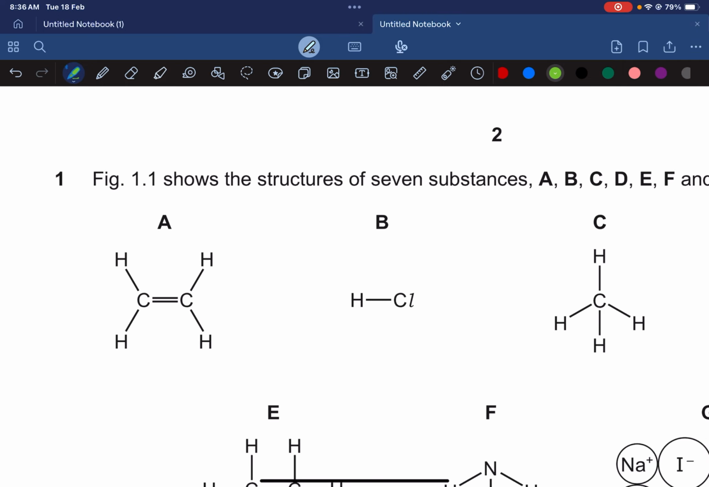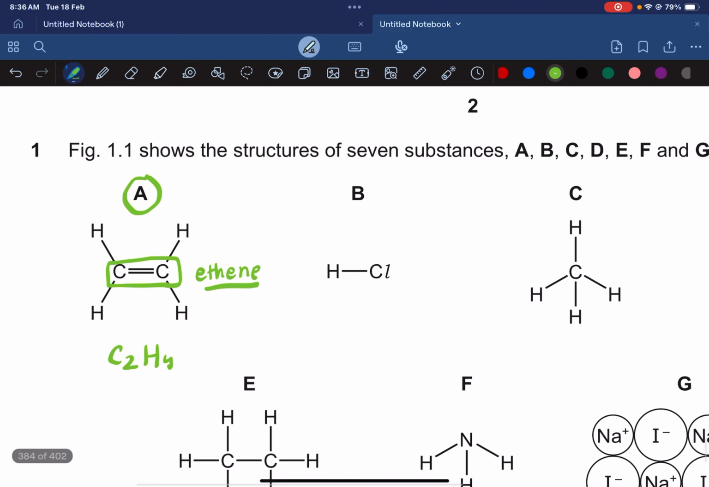Okay, for substance A, I can see that we have 2 carbons, so it's C2, and 4 hydrogens: 1, 2, 3, and 4. So that's simply C2H4, and I have a double bonded carbon at the center, so I know that this is my ethene molecule, because it has 2 carbons. 1 carbon is meth, 2 is eth, so it's going to be ethene.